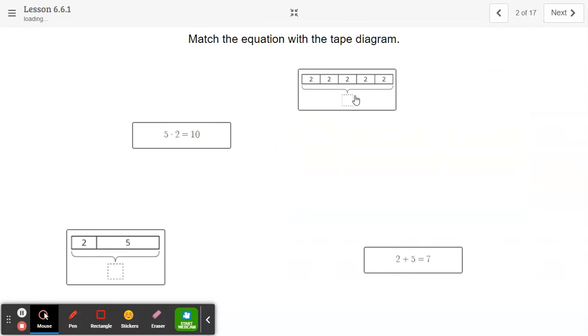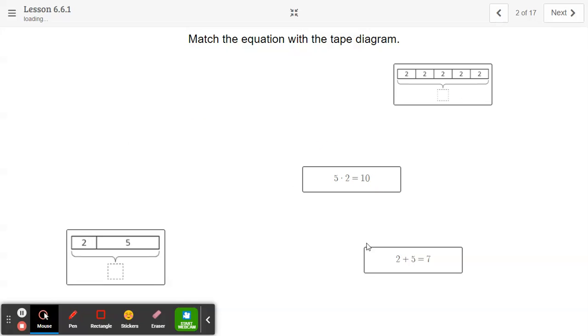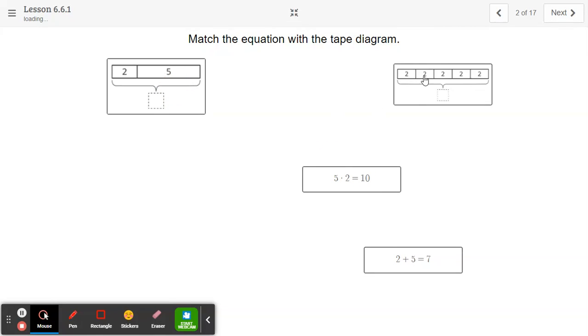Your first activity is looking at equations and diagrams. Here we have two tape diagrams, which are just pictures that show one of these equations, and you need to match them up with which one you think goes with which. Notice both of them involve 2 and 5. Here we have 5 2's. So you have to decide which one's which.